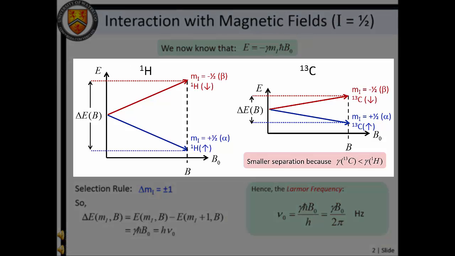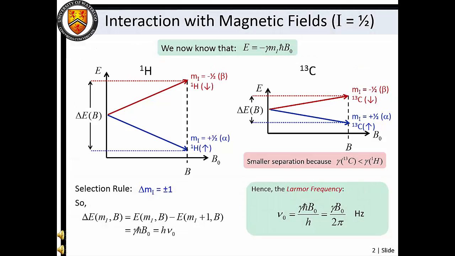Owing to the m sub I dependence of the interaction energy, application of an external magnetic field lifts the degeneracy of nuclear spin states. NMR spectroscopy measures transitions between these spin states. Since the nuclei of different elements have different magnetogyric ratios, the energy separations between spin states, and therefore the transition frequencies, are different for each element. For example, because the value of gamma for hydrogen is approximately 4 times larger than that of carbon-13, so too are the transition frequencies. Typically, these transition frequencies are in the radio wave region of the electromagnetic spectrum.